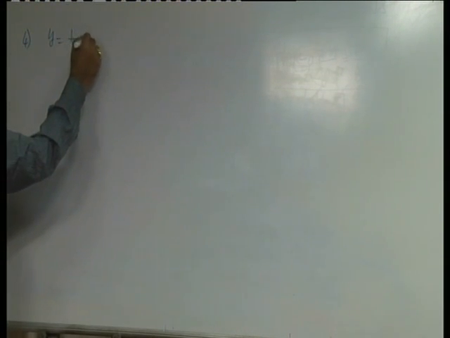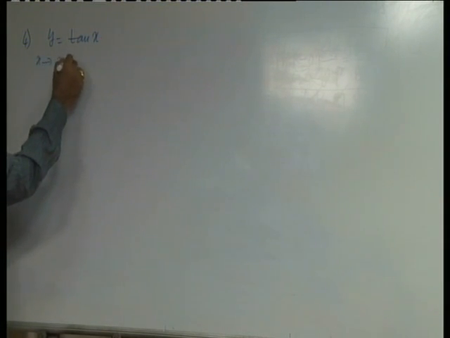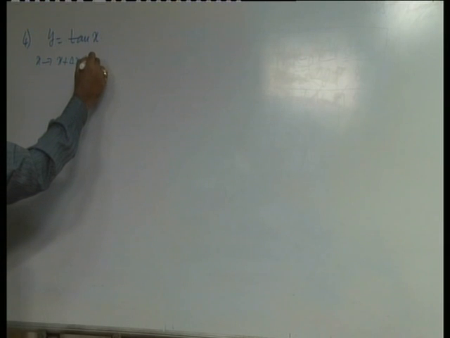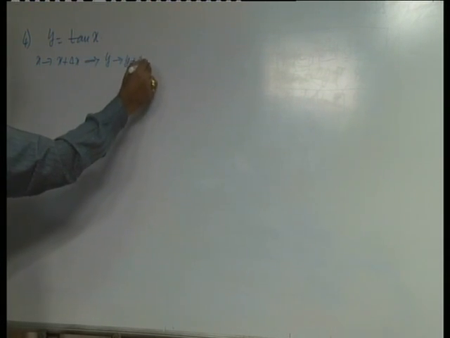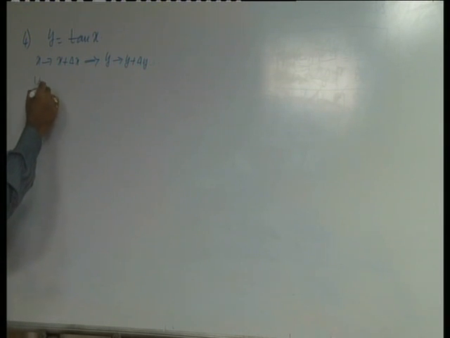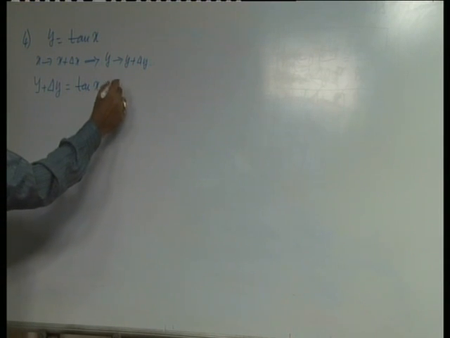Fourth one, I will take y is equal to tan x. As x changes to x plus delta x, then automatically y becomes y plus delta y. You just remember, recall the steps. Tan of x becomes tan of x plus delta x.